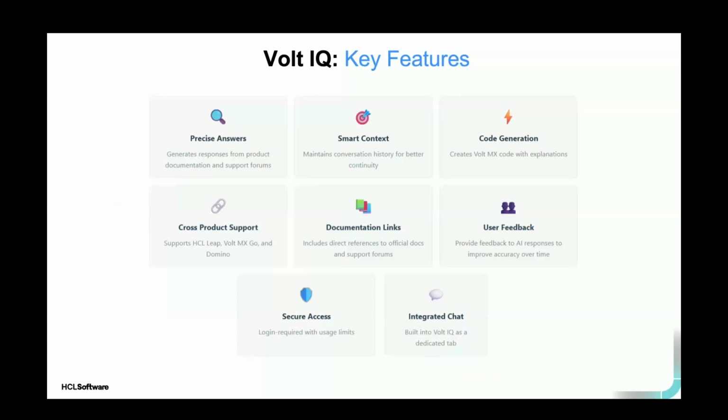With V10, however, we have enhanced our Volt IQ with RAG, which is retrieval augmented generation. Now, what it will do is go through all the sources, generate a comprehensive answer for you, maybe generate code samples, give you all the references and links that it has used to generate that response, collect your feedback, for whatever answer generated and improve itself based on your feedback.